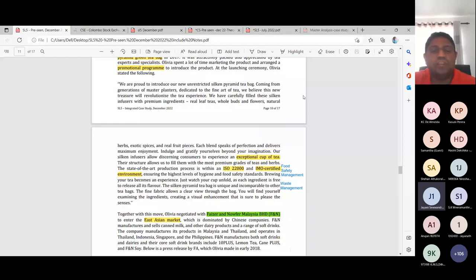Brewing your tea becomes an experience, and just watch your cup unfold as each ingredient is free to release all its flavor. The silicon pyramid tea bag is unique and incomparable to other tea bags. The fine fabric allows a clear view through the bag. You will find yourself examining the ingredients, creating a visual enhancement that is sure to please the senses. This innovative culture is there, no? So they try to make some innovations on a continuous basis.